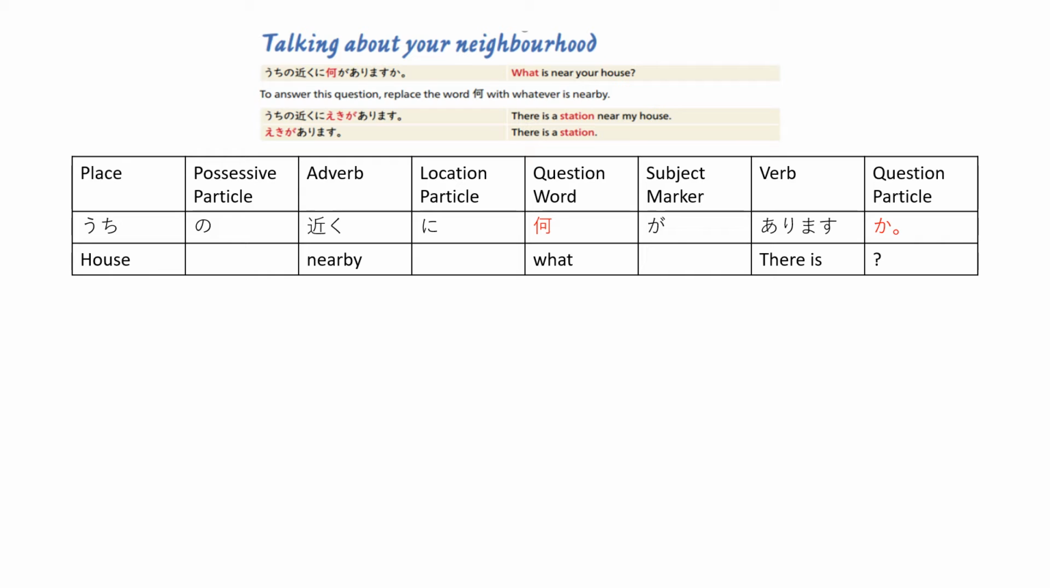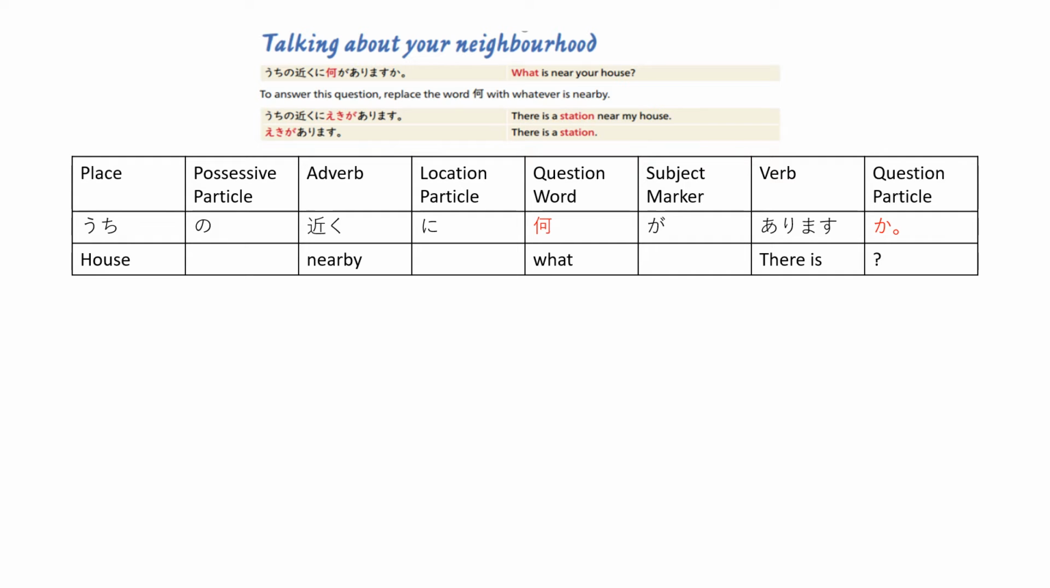Next to that comes the possessive particle, which is no. That's when you're joining two words together. Next, you've got the adverb. You can also use an adjective in this instance. In this case, you're using chikaku, which means nearby. You can use other words like tonari, which means next to. Mae means in front of. And ushiro means behind. So you could change nearby to one of those words.